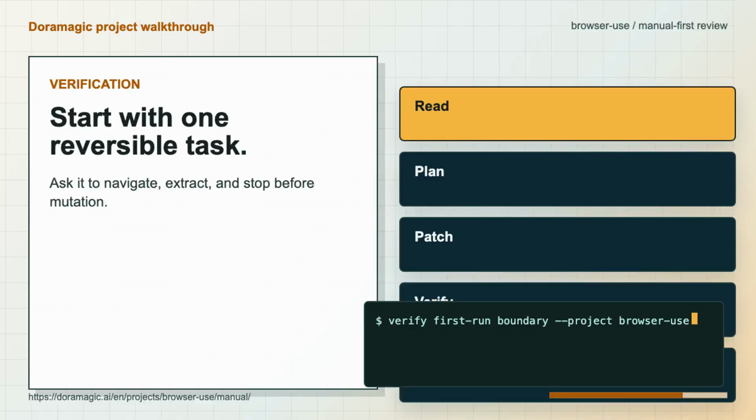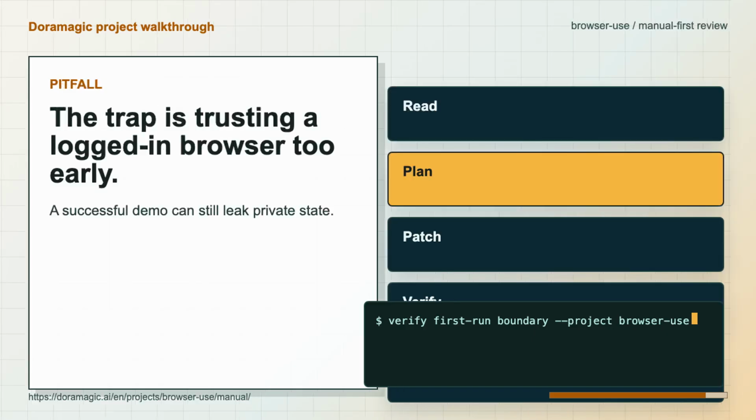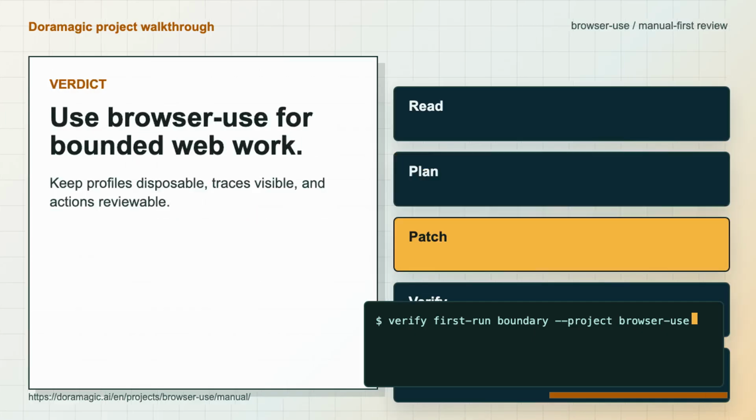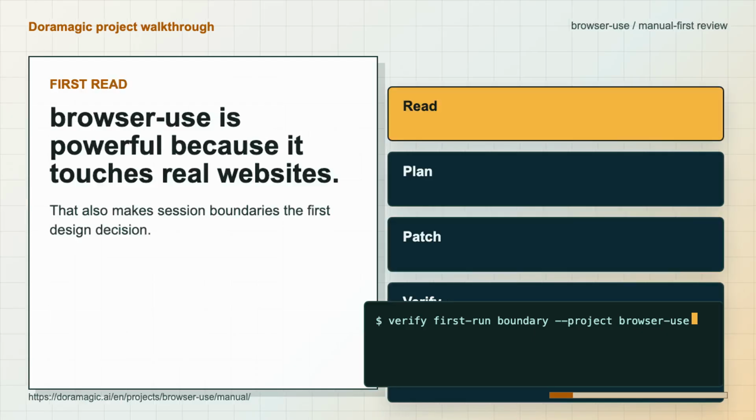My first run rule is simple: do not start with your main Chrome profile. Use an isolated browser profile, a test account, and a task that can be reversed. If the first task needs a real purchase, a production admin panel, or a personal mailbox, the task is too big for day one. The core loop is observe, decide, act, and check.